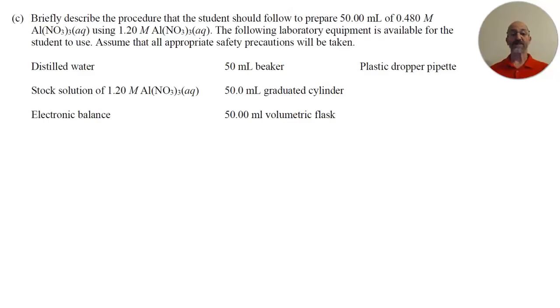So we have distilled water for the dilution. We have the stock solution of 1.20 molar aluminum nitrate. We have an electronic balance, although we don't really need that. And then we have 3 different pieces of glassware. We have a 50 milliliter beaker, we have a 50 milliliter graduated cylinder, and we have a 50.00 milliliter volumetric flask. We also have a plastic dropper pipette.